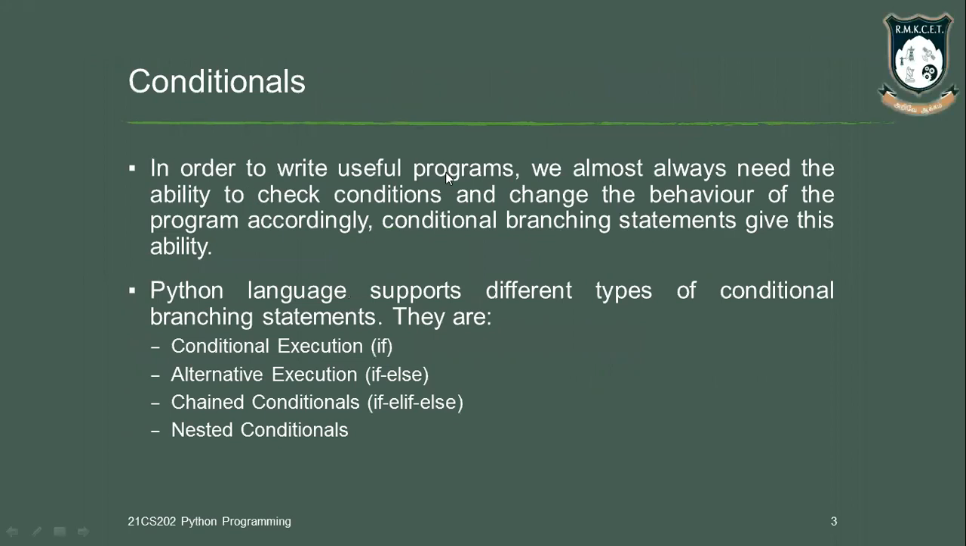In order to write useful programs, we almost always need the ability to check conditions and change the behavior of the program accordingly. Conditional branching statements give this ability. The Python language supports different types of conditional branching statements. We have four different conditional branching statements.